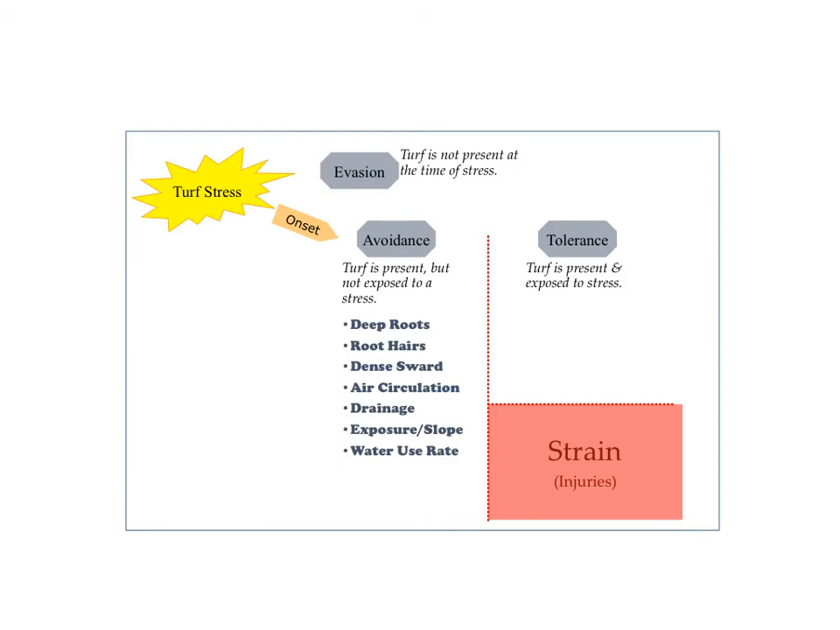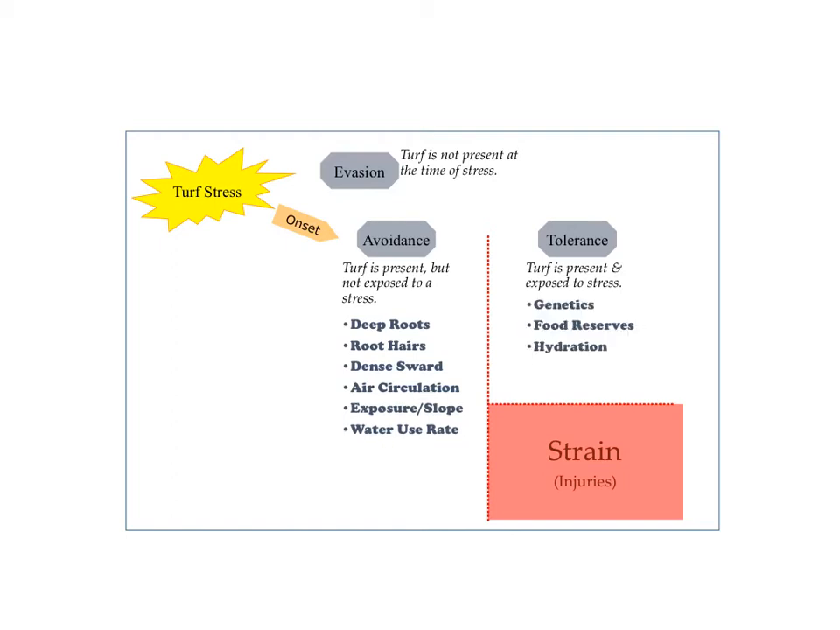Avoidance is the primary means a turf survives a stress. Turf grasses may avoid water stress by having a deeper or more extensive root system. The list is comprised of just some examples of avoidance mechanisms in regard to drought stress.